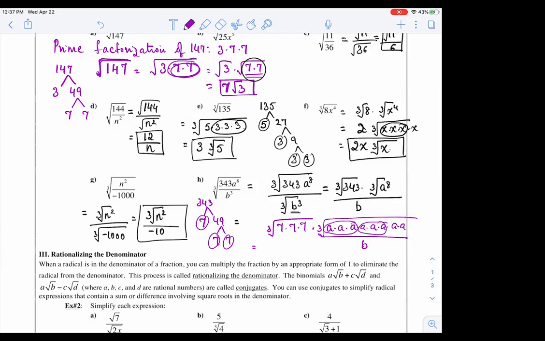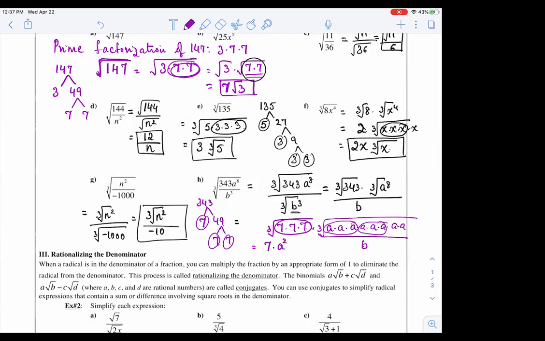Cube root of 7 times 7 times 7 is? 7. Just a 7 because we just have one triple. And when you take the cube root of a triple, you just get that number. Okay. Then we have how many triples for A? 2. So that's A squared.